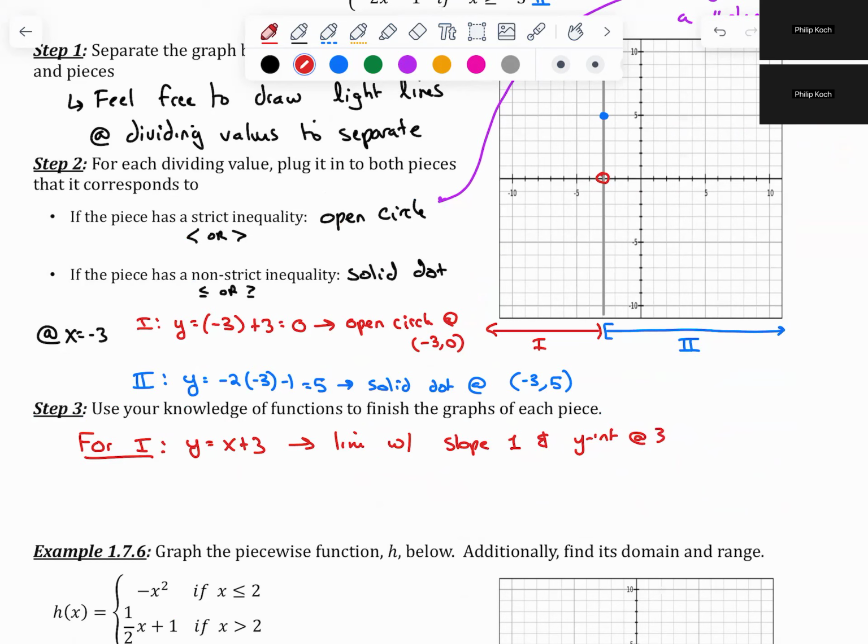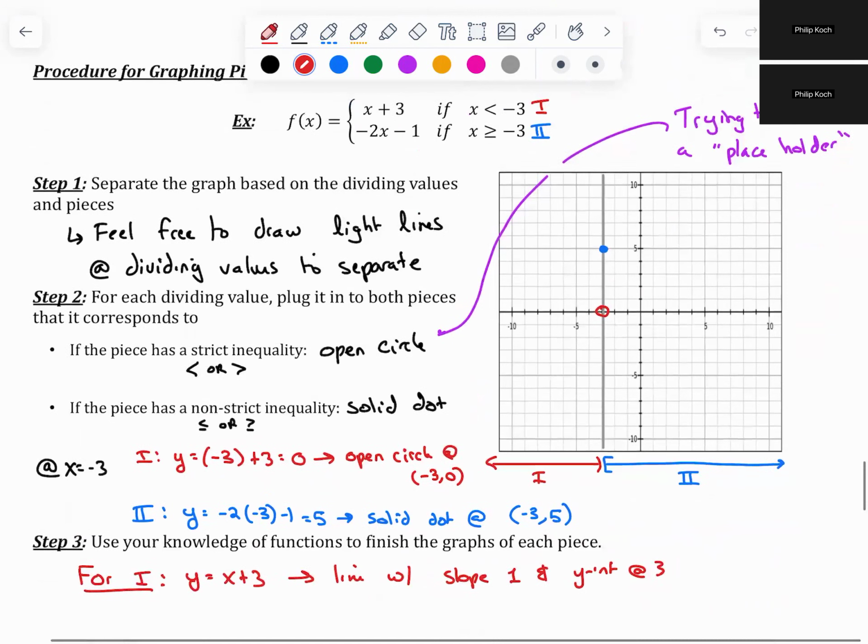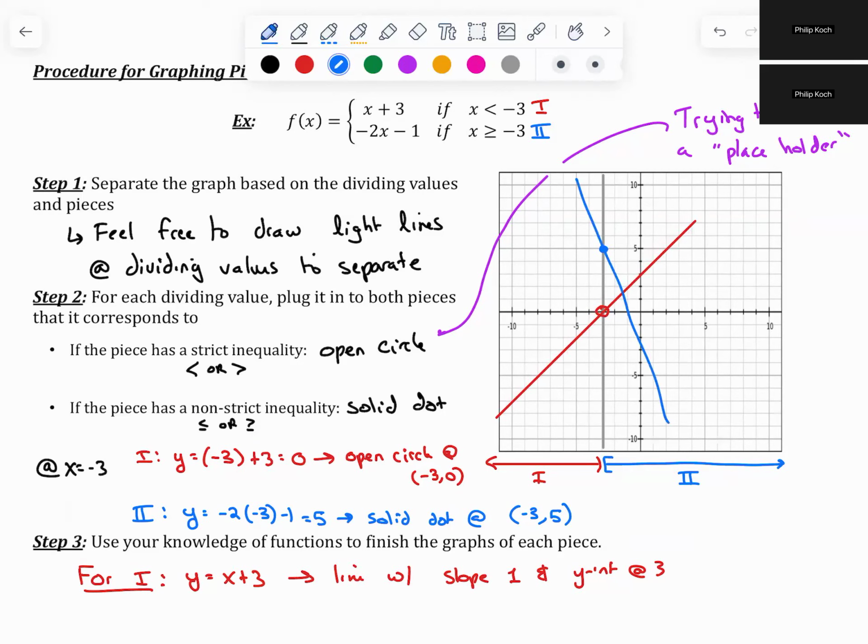Now, the reason why I did step 1 above to separate my graph based on it is to remind myself that piece 1 can only go up until -3 and stops there. It does not continue on. So a mistake that students will make is they'll draw it like this. They'll draw that. That's not correct. That's 2 functions. We want a piecewise function. This fails the vertical line test. It doesn't work. So we have to be particular.